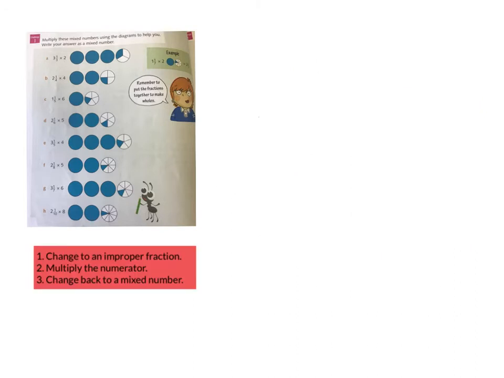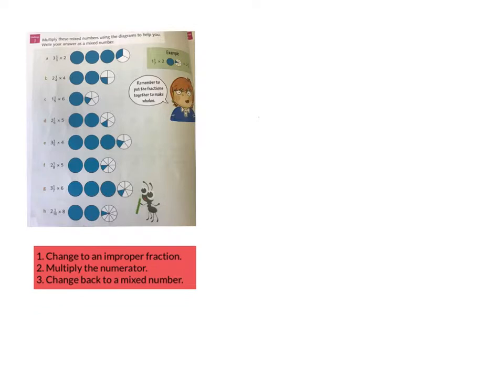Now I'm working through these very quickly, but again do remember the points that we talked about in our teaching video this morning. We're changing to an improper fraction first of all, then we're multiplying the numerator, the top number, and then at the end we're changing back to a mixed number for our final answer. You might need to do a bit of dividing with that one.